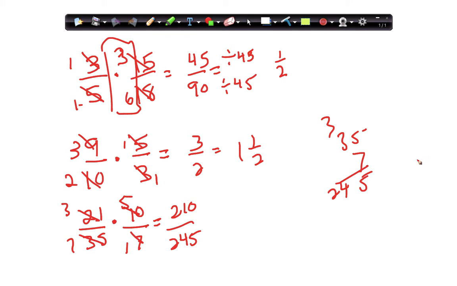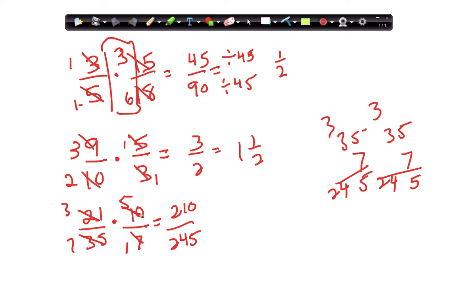So let's look at our 7 times 35 and see if that was correct. 7 times 35 is 35. Carry that 3. 7 times 3 is 21. 245. 21 times 10 is 210. Okay. So, oh, I see where it is right here.